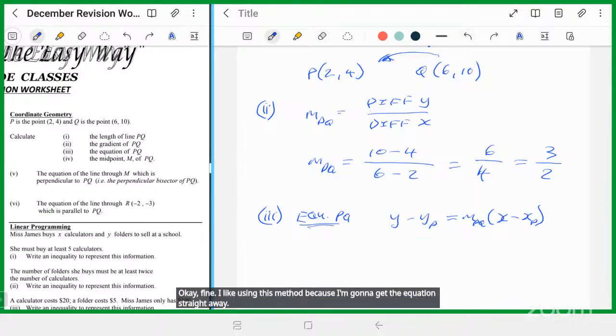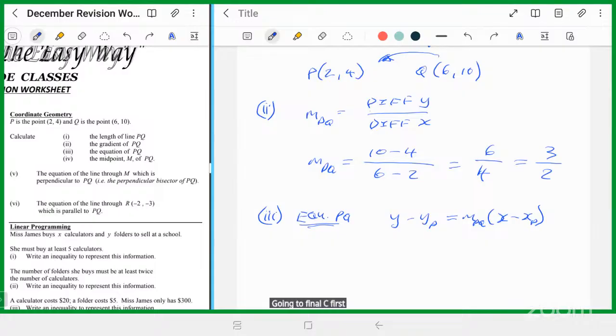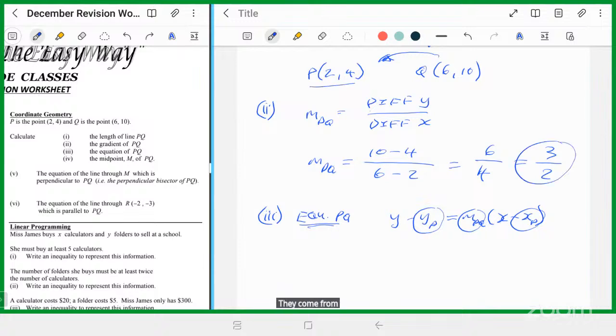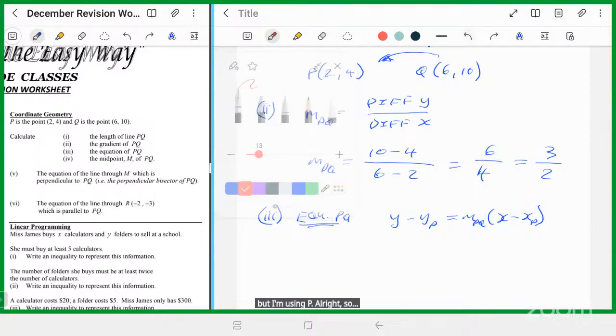We don't need to find c first. The c will come out in the end. So this x and y represent a general point, so they stay in the equation, and then these now come from your gradient and your known point. I could have used Q, but I'm using P. So those values, this and that, they come from this and that, and we get the equation.